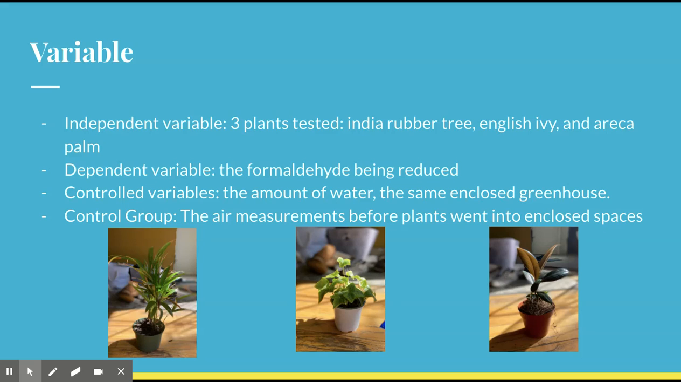The controlled variables are the amount of water and the enclosed greenhouses. The control group is the air measurements before the plants went into the enclosed spaces.